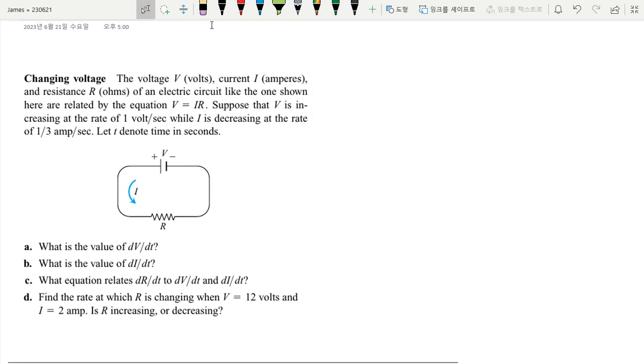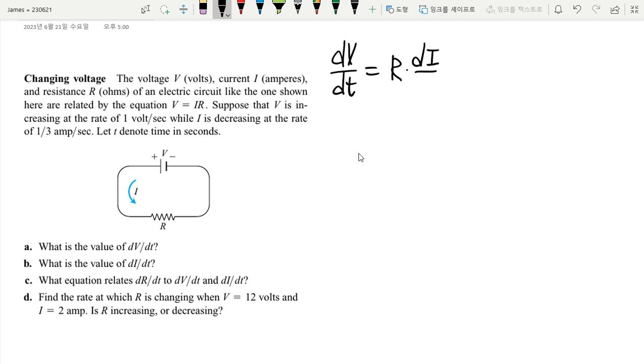So let's first differentiate this equation. That means dV over dt is equal to, we are going to use the product rule. So the current is differentiated first, and then the resistance is also differentiated, and they are multiplied in the product rule. I mean, they are added.